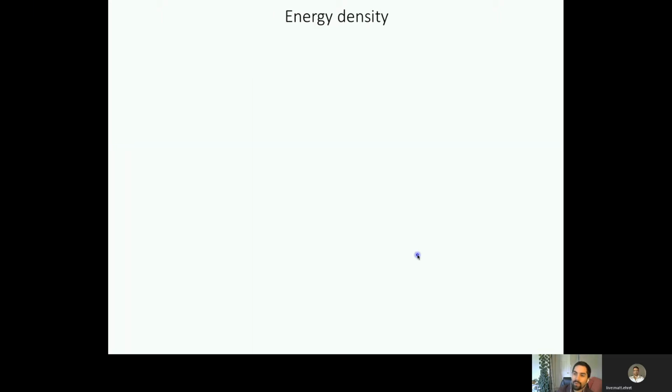I want to talk a little bit more about that energy density, and I'm going to bring back the camera. Okay, now you can see me.